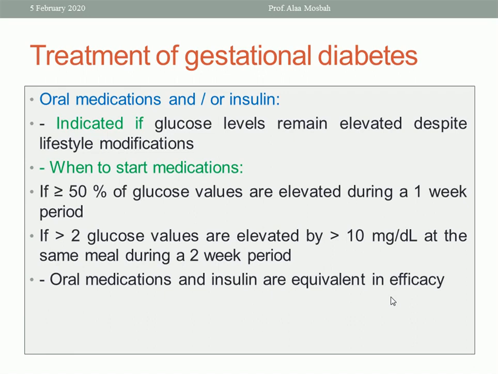When to start medications? If equal to or more than 50% of glucose values are elevated during a 1 week period, or if more than 2 glucose values are elevated by more than 10 mg/dL at the same meal during a 2-week period. Oral medications and insulin are equivalent in efficacy.